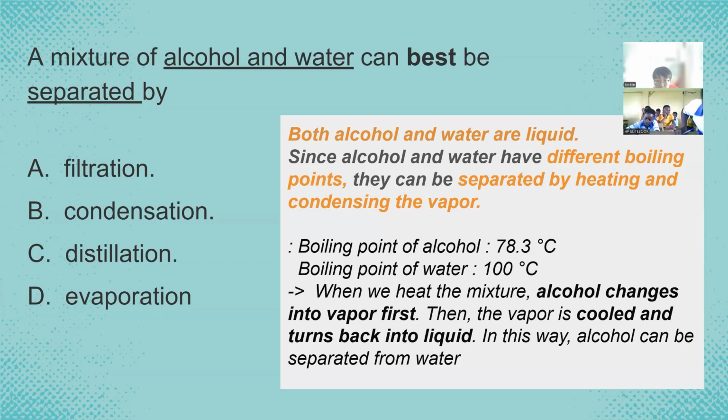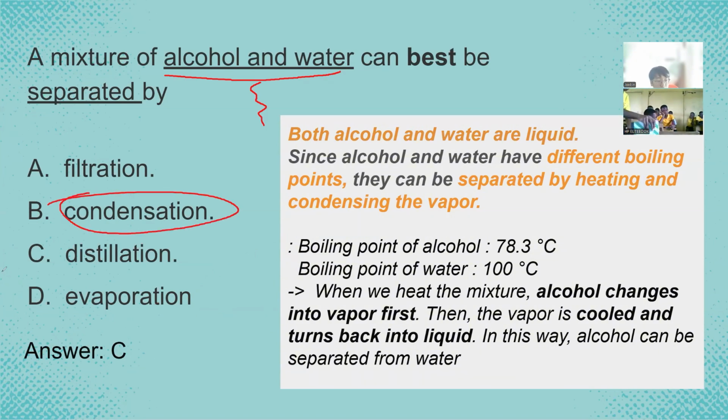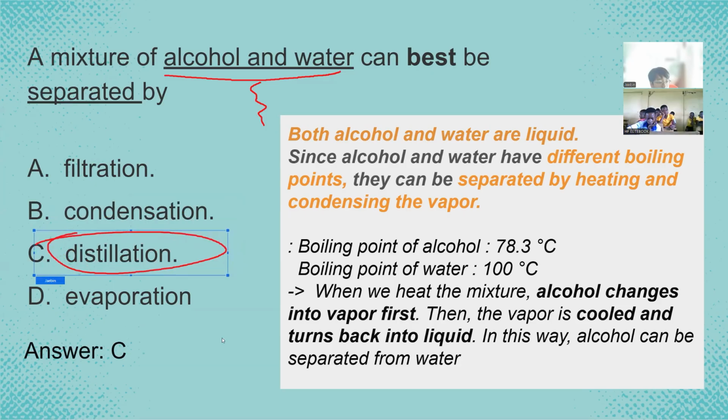C. Yes, that's right. The answer is C. We just talked about distillation, and it's used to separate alcohol and water. It's a classic example because they have distinct boiling points. So these two liquids can be separated by condensation. That is correct. By distillation, sorry. Let me move this. By distillation. Okay.